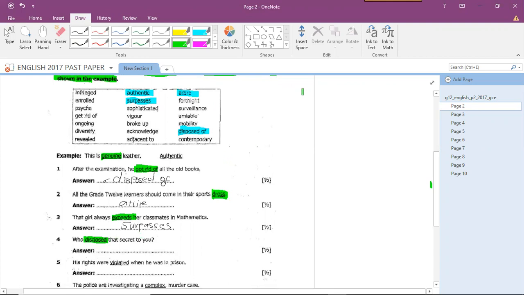Any guess? We have infringed, enrolled, psych, get rid of, ongoing, diversity, revealed, sophisticated, vigor, broke up, acknowledged, adjacent to, fortnight, surveillance, amiable, mobility, and contemporary. Those are the words that we have left. So among this list, which word do you think is close to disclosed, such that it makes sense in this statement? Which word do you think is synonymous with disclosed?